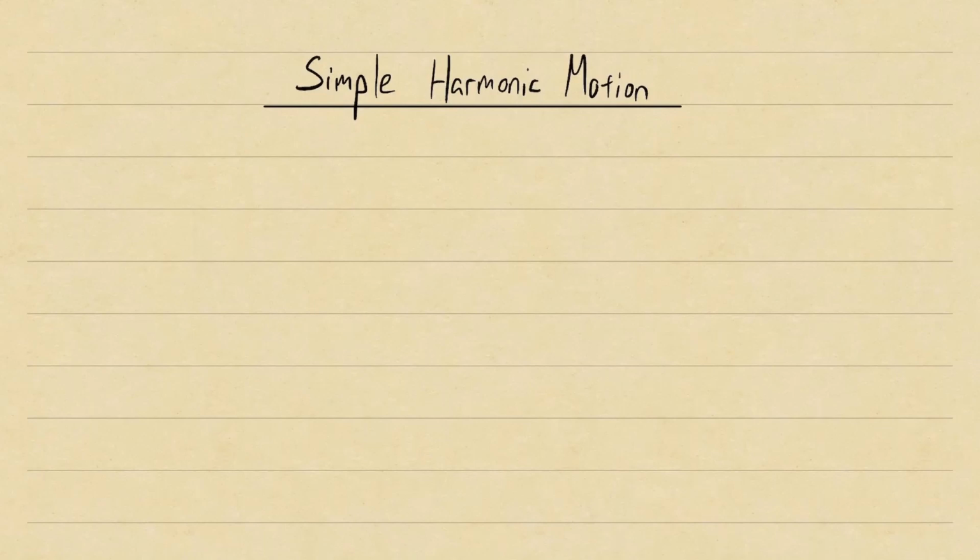Hey everyone. Today we're going to be talking about simple harmonic motion. Simple harmonic motion occurs whenever an object tends to return to a preferred equilibrium state whenever it is disturbed. Examples of systems that display simple harmonic motion include springs, pendulums, and molecular bonds.